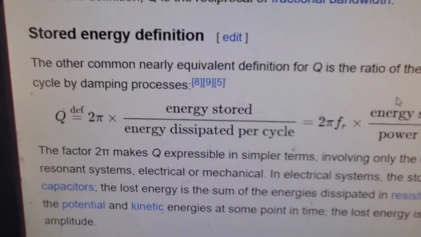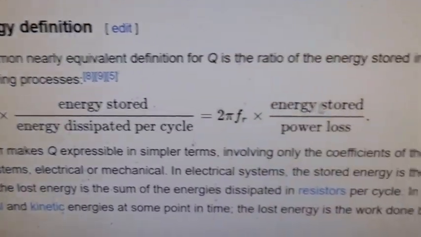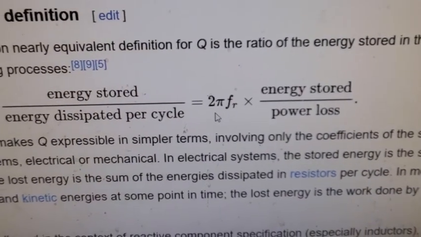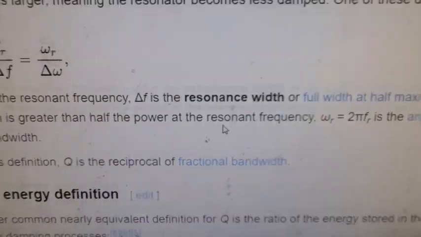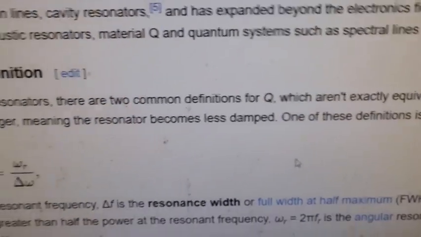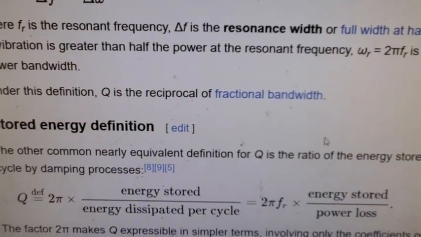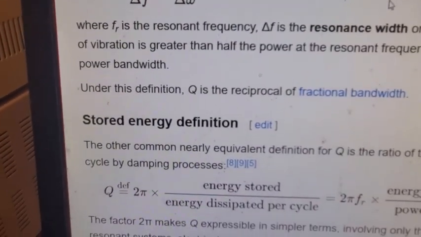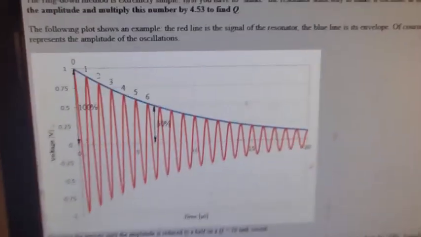And then there's also a stored energy definition, energy stored over energy dissipated per cycle. And they give that formula, and I guess they give similar but not exactly the same values for Q factor. So if we talk about this one a little bit more, I like this one.